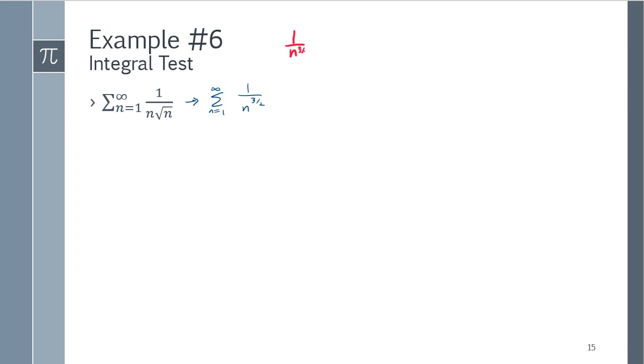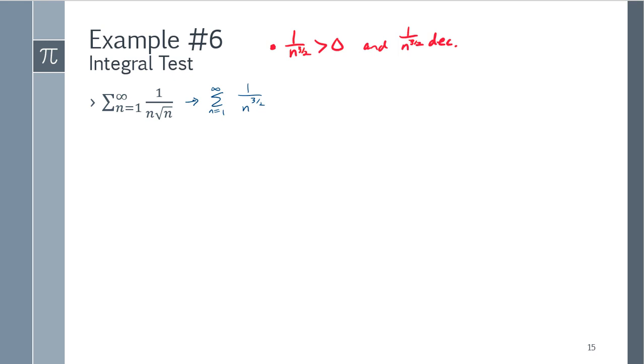1 over n to the 3/2 is always going to be positive, which is good. And as n gets bigger, I also know that 1 over n to the 3/2 is decreasing. I need this part to show I'm allowed to do the integral test. Remember, I don't have to say the names of the test I'm doing as long as I'm showing my work of what I'm doing. In other words, I address the hypotheses, much like with our EVT and MVT, etc.